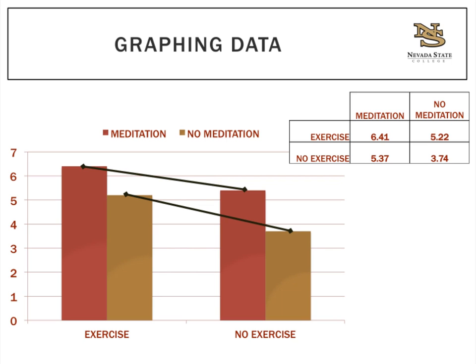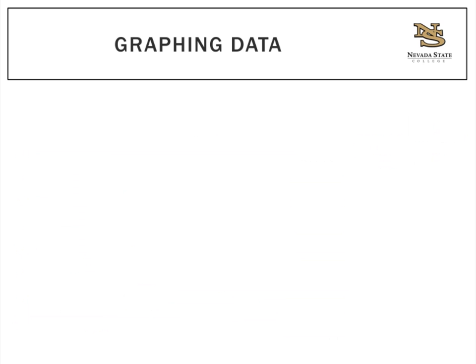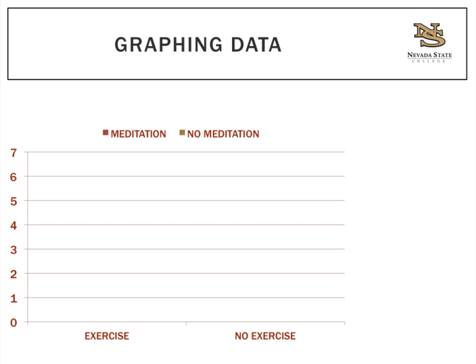Right. Okay, so let's see another potential outcome for this study. So we're going to keep the same study, but the data are going to look slightly different. All right, so let's look at some new data if I'd run this study. Again, we're going to put the exercisers on the left and the non-exercisers on the right, and our red bars are going to be the meditation people and the brown bars are going to be the no meditation people.